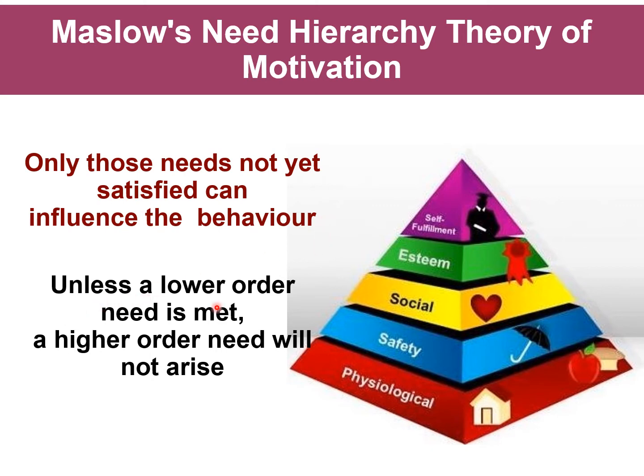Unless a lower order need is met, a higher order need will not arise. So these needs arise in a certain hierarchy, starting from the lower and moving upward. That means one needs to satisfy physiological needs first, then safety needs, then social needs, then esteem needs, and then comes self-fulfillment needs.